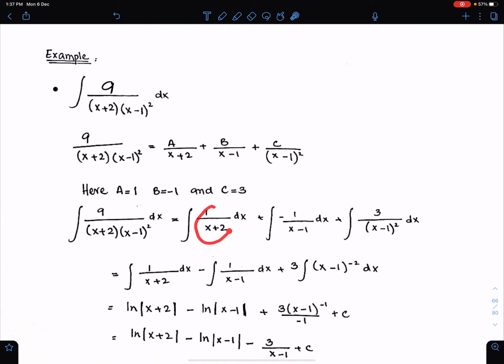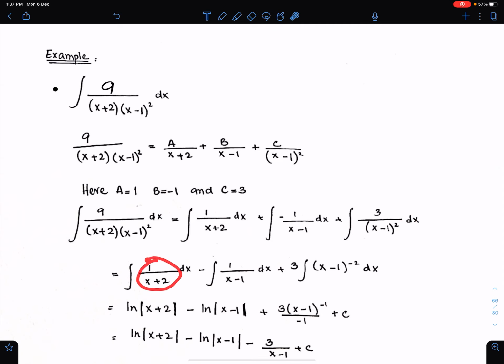Now you have to observe all the functions carefully. We can integrate this function with the help of basic formula 2. We can also integrate this function with the help of basic formula 2. And to integrate this function, we need to bring this in numerator. Because when power is not 1, then we always bring the function in numerator and then we use basic formula 1.